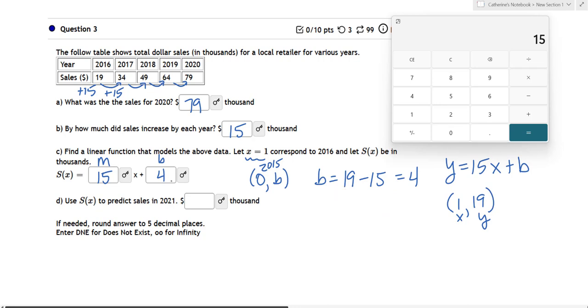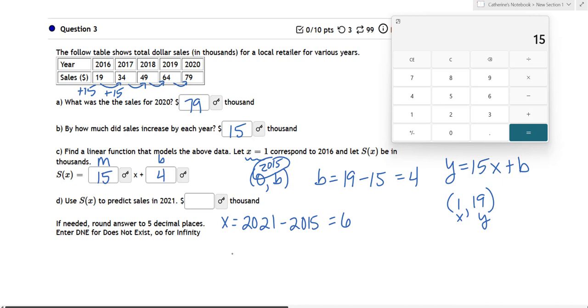Okay, so then once you've got your equation in part C, you use it to predict the sales in 2021. So again, this is a little bit tricky. I would figure out what x should be by using 2015 corresponds to x equals 0. So 2021 minus 2015 would give us our x. So if you subtract 2016, you have to add one. Anyway, okay, so this is going to be, I think, 6.